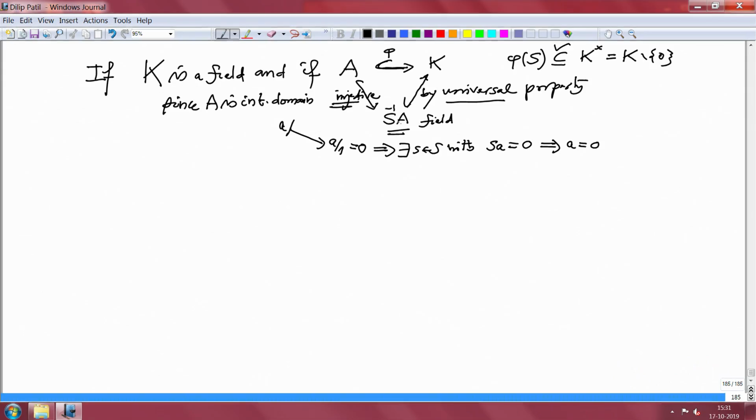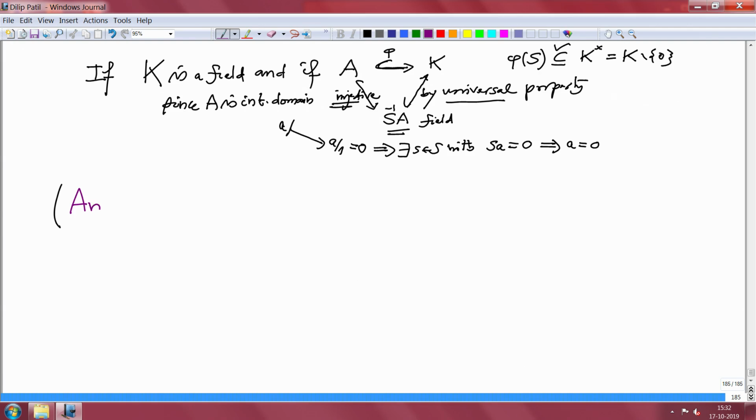So therefore this field is contained in this. So we have checked that any field which contains A also contains S inverse A. Therefore, it is the smallest field which contains A. So, here I have noted something which I want to note for future reference.